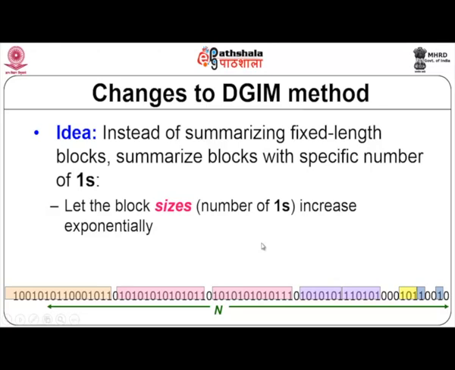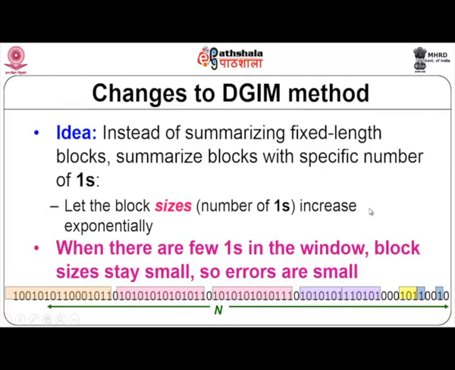Now, a simple change that may be made to the DGIM method, in order to overcome this error, is that instead of summarizing a fixed length block, we can summarize blocks with a specific number of ones. That is, the block size over here indicates the number of ones available in this box. Already we have discussed that the window size is going to be exponential. In this scenario, if you modify the window size as the number of ones, then the number of ones inside the window is going to increase exponentially as you move from right to left in a given data stream.